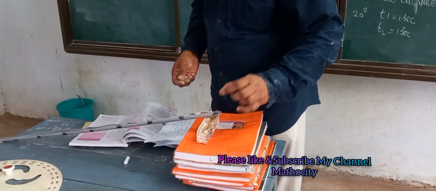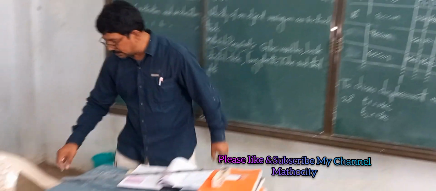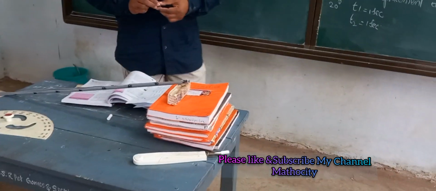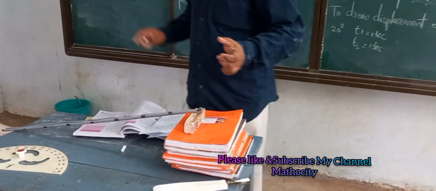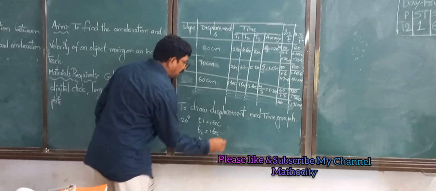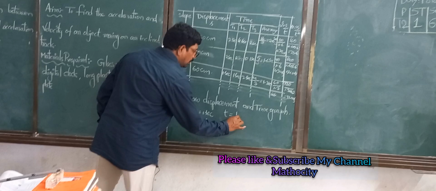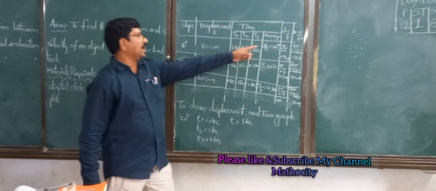Next one, in the third attempt. You have not started. Okay. Third attempt, see this. This is the last attempt for 80 centimeters. 1 second. T3 is how much? 1 second. Average T is equal to 3 divided by 3, which means 1 second again. It is 1 second.